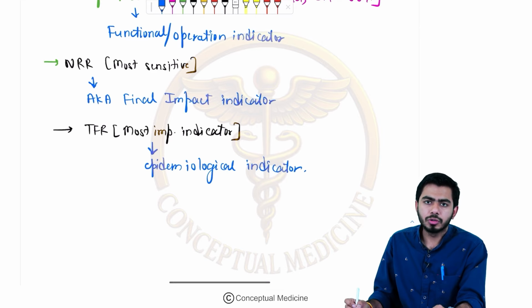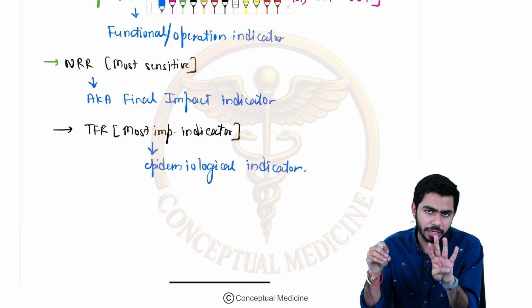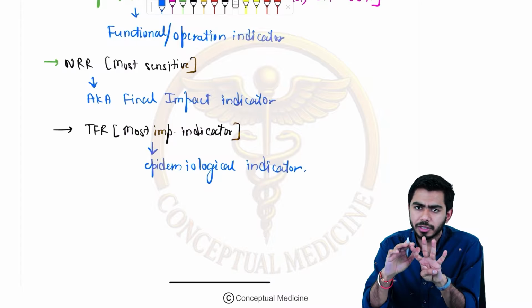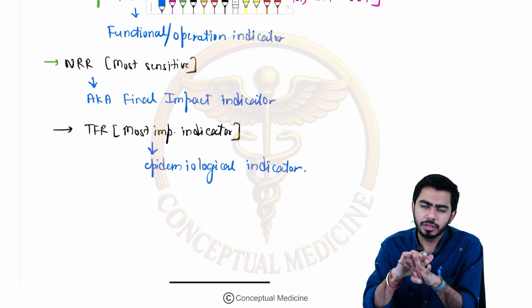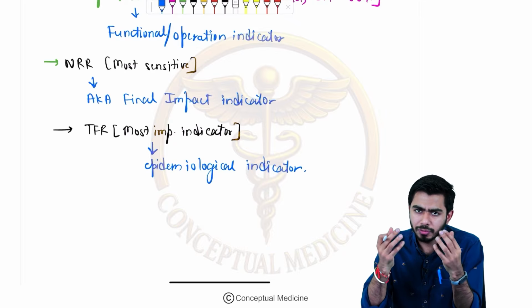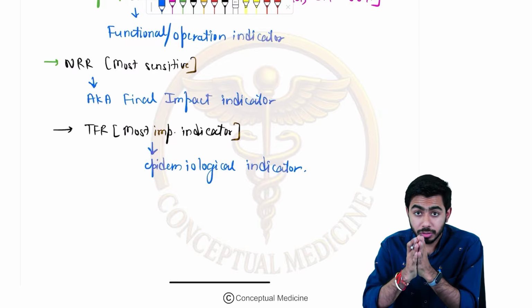So the summary of this particular session was that we have 4 types of fertility rates: general fertility rate, total fertility rate, gross reproduction rate, and the net reproduction rate. Then we talked about some of the formulas regarding these, and some of the targets regarding these. So this was about the fertility rates.